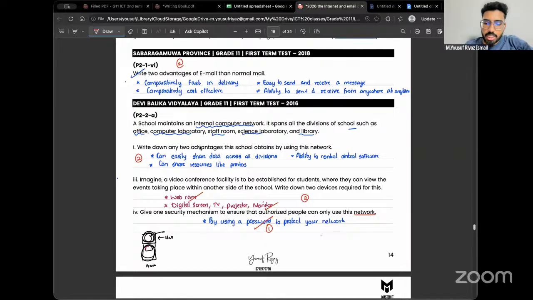Cost effective because resources can be shared. Then your sentence should have that whole thing, like cost effective because resources can be shared. If you just mention cost effective incompletely, then no marks.